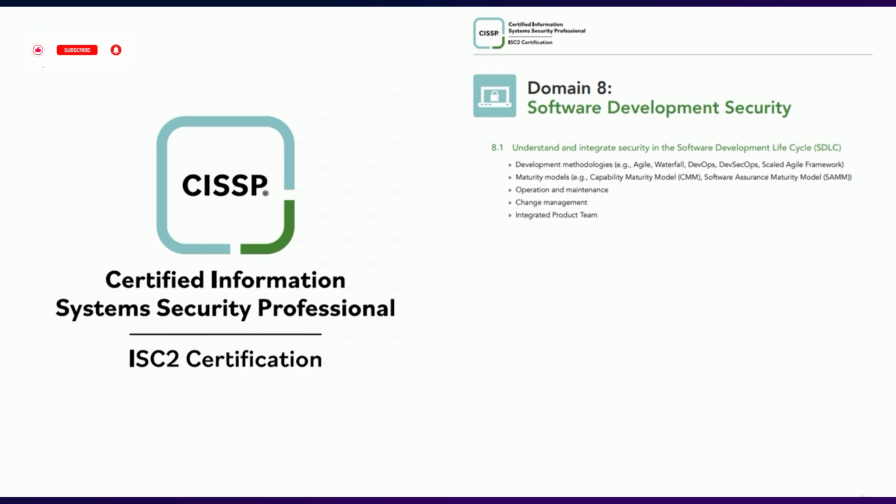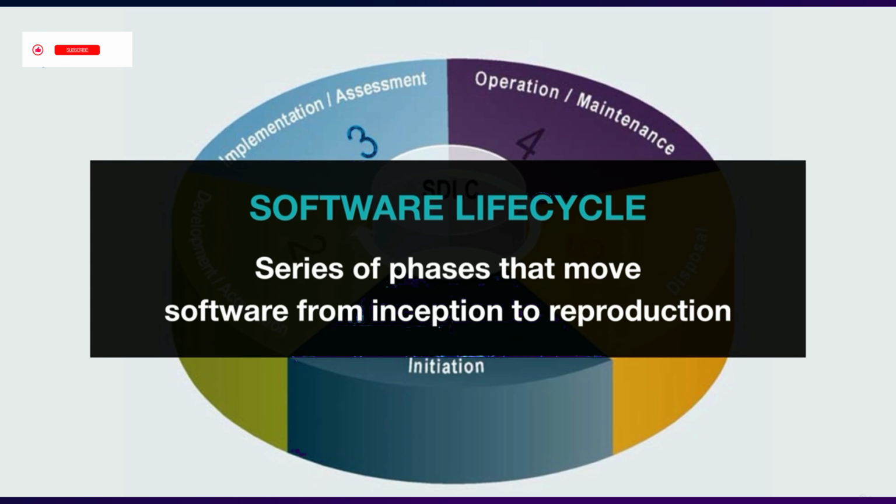Now, in the simplest form, SDLC is just a lifecycle. It's a series of phases that moves software from inception to reproduction, or from creation to recreation. So what we are looking at is reproducing the same thing over, and that's why it's called a life cycle. The idea is to make the software product more mature as it progresses through the life cycle.